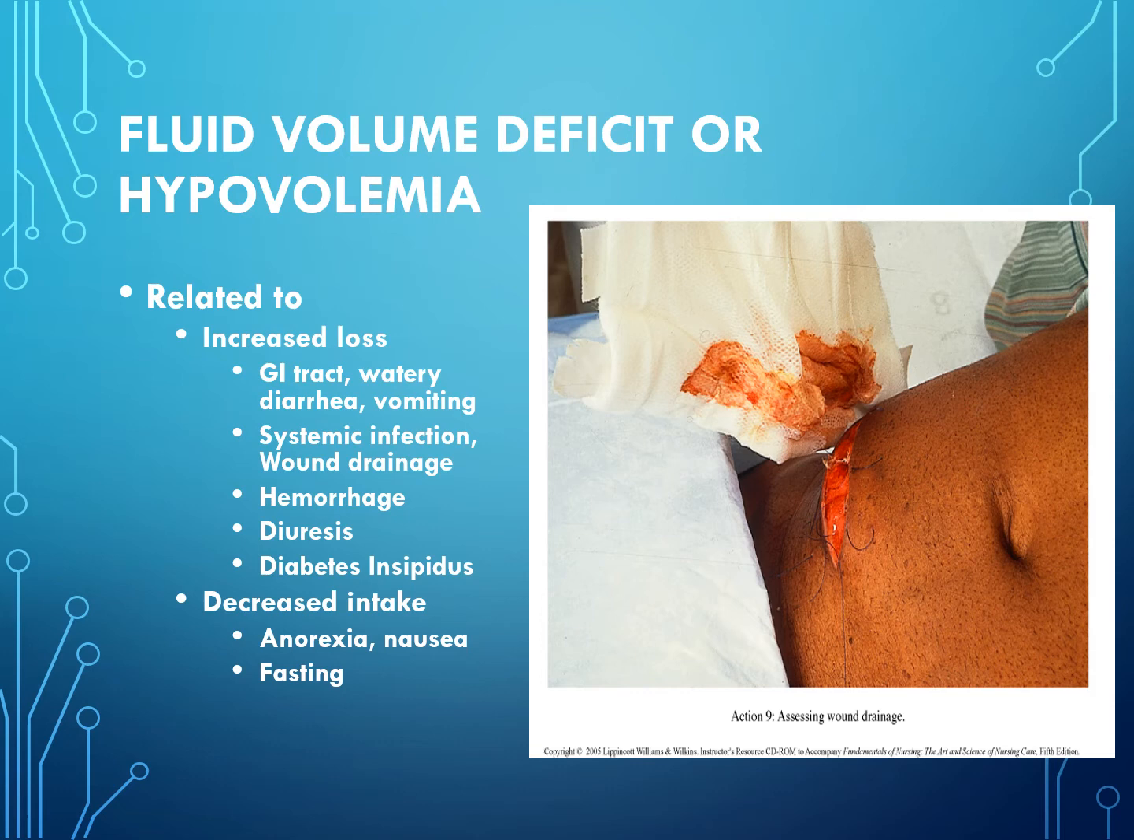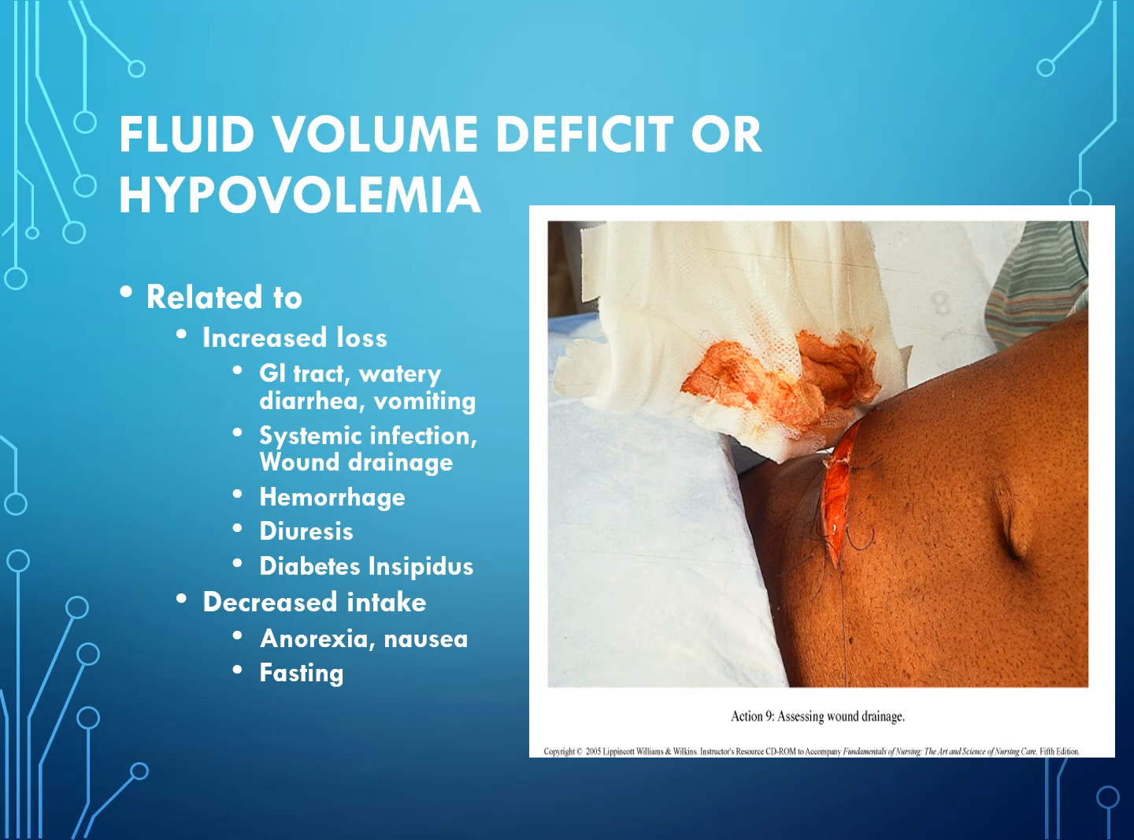We can have acute GI conditions preventing PO intake, such as an obstruction or gastritis. Then we have systemic infections with wound drainage. You can have copious loss of fluids due to those two things. Then we have a hemorrhage. This is loss of circulating volume. You're bleeding out. You are going to lose the volume in your system.